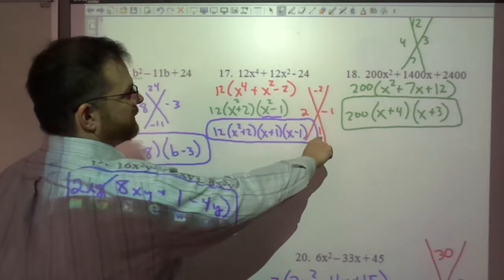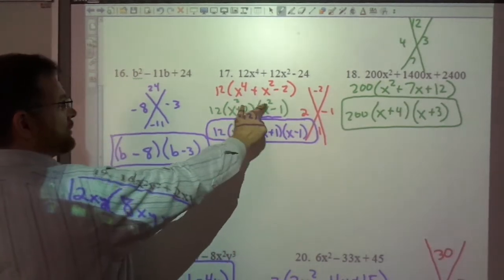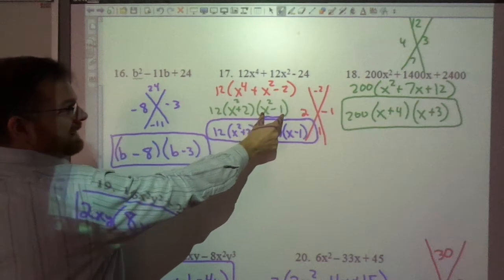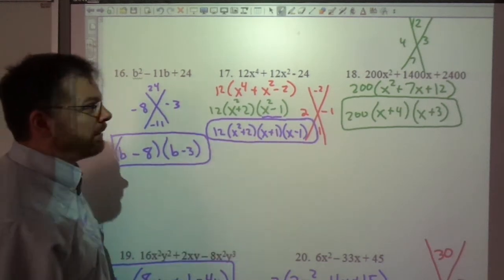Things that multiply to be negative 2 and add to be 1. And it's a shortcut type, so I went straight to my answer, making sure I put squareds on it so it works. And this is a difference of two perfect squares, x plus 1, x minus 1. Make sure we have all of that.